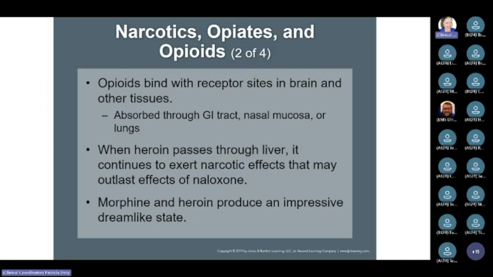In 2023, there were 112,000 overdoses, the highest number ever. That is insanity, you guys. Insanity.